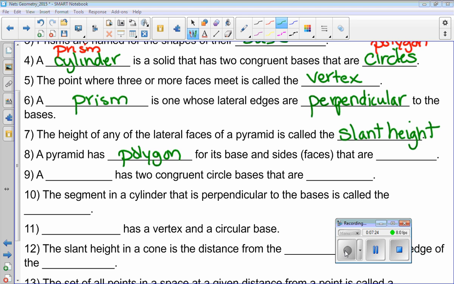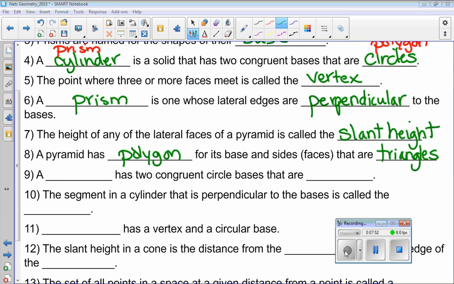It has a polygon for its base, and the faces in a pyramid, what's always the face going to be? They're always going to be triangles. And what kind of triangles specifically? Isosceles. They are not necessarily going to be equilateral, but they will definitely be isosceles triangles. Okay, good.